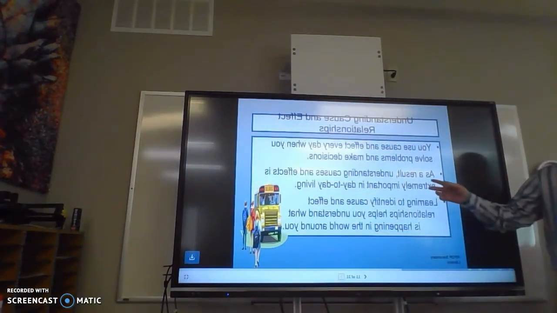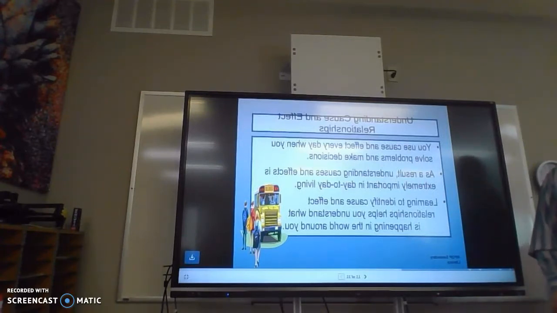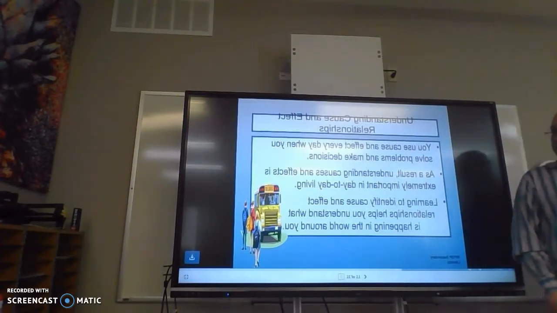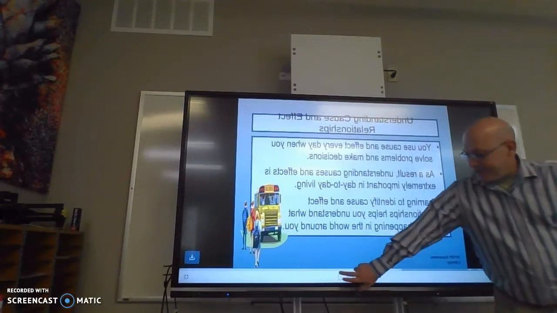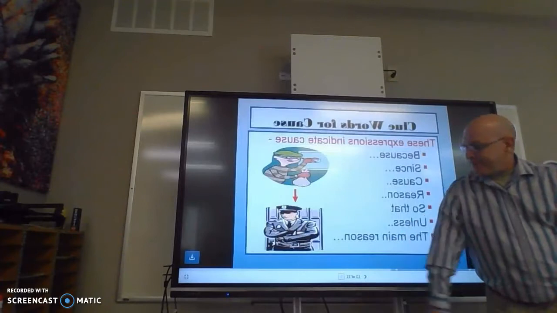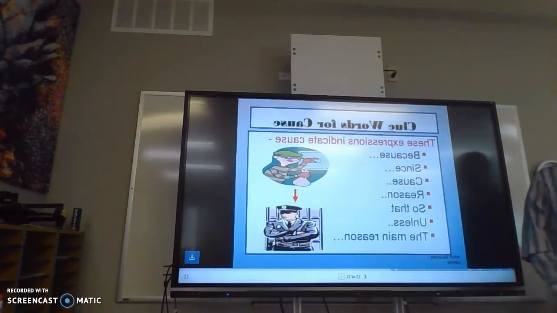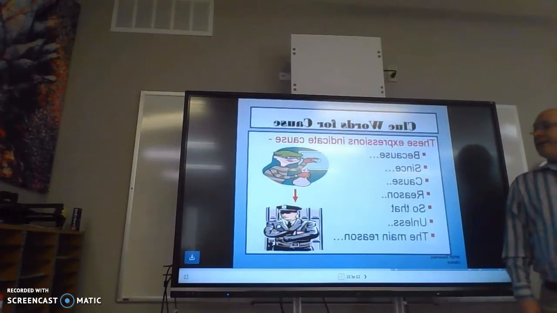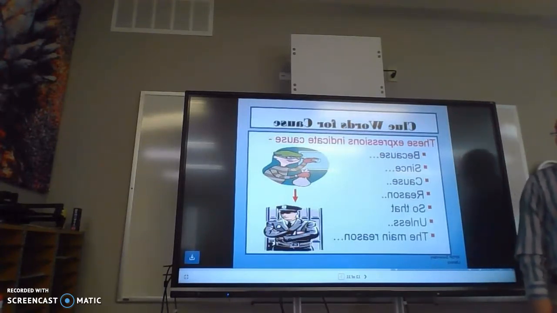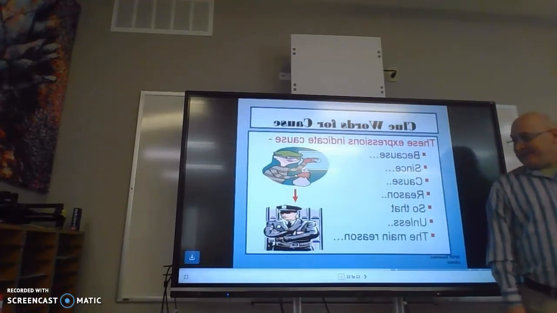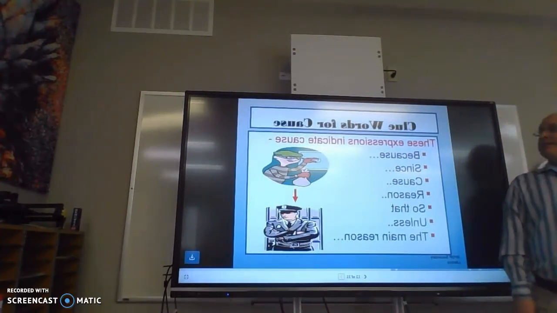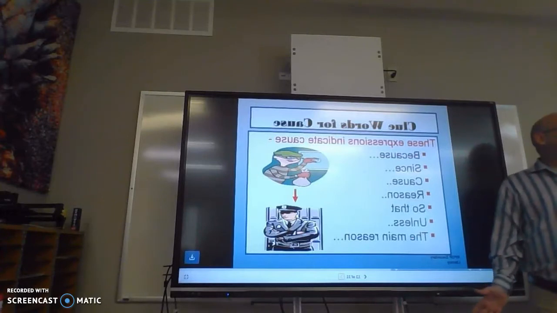All right. As a result, understanding cause and effect is extremely important in day-to-day living. Learning to identify cause and effect relationships helps you understand what's happening in the world around you. These expressions indicate cause. If you see the word because, since, cause, reason, so that, or unless, or the main reason, these are probably causes.